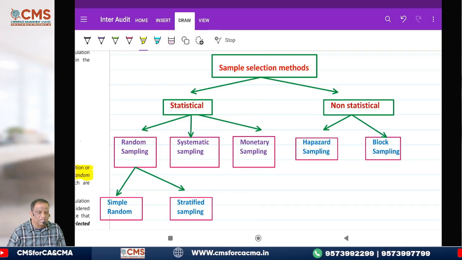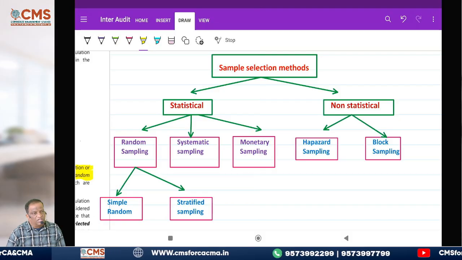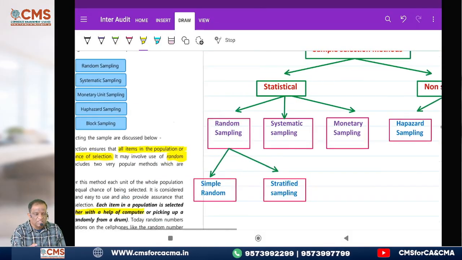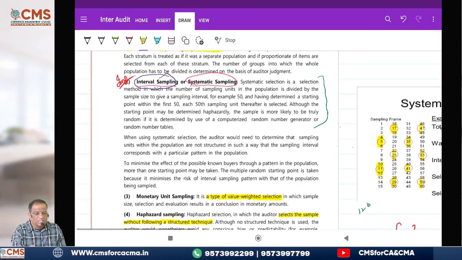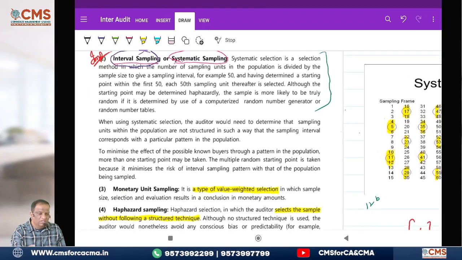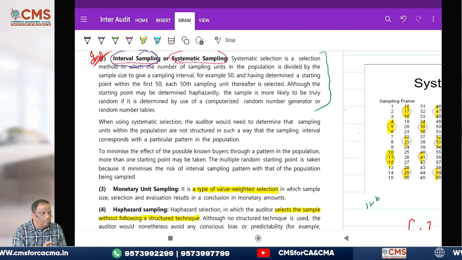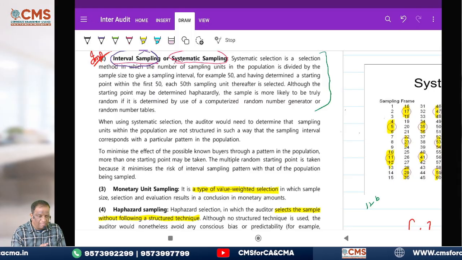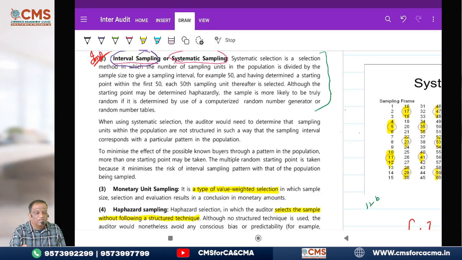Now random sampling. In random sampling, there are two types: simple random and stratified random. And systematic sampling, that we need to discuss. When you say systematic sampling, it is also called interval sampling. You are being asked these two questions. One is the stratification, and at times he is asking you about systematic sampling. So just be clear with that.